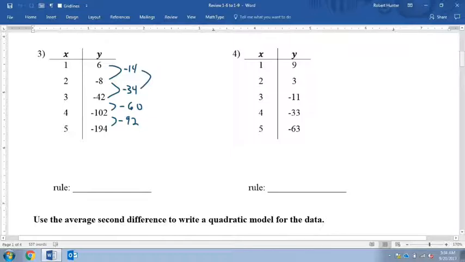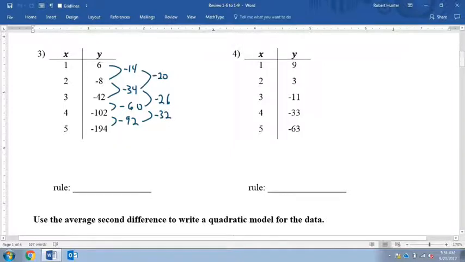Negative 34 minus negative 14, so it's plus 14, that's negative 20. Negative 60 minus negative 34, so essentially plus 34, is negative 26. Negative 92 minus negative 60 is... no, that's not right. Negative 92 minus negative 60 is negative 32. Okay, good. I'm glad I got a calculator right here because I'm tired.